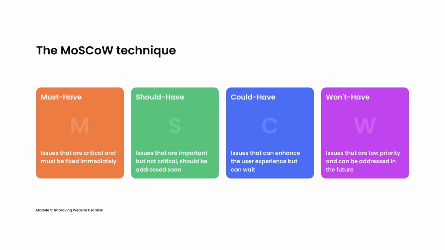One effective method for prioritization is the MoSCoW technique. This approach involves categorizing issues into 4 groups. Must-have issues that are critical and must be fixed immediately. Should-have issues that are important but not critical, should be addressed soon. Could-have issues that can enhance the user experience but can wait. Won't-have issues that are low priority and can be addressed in the future.